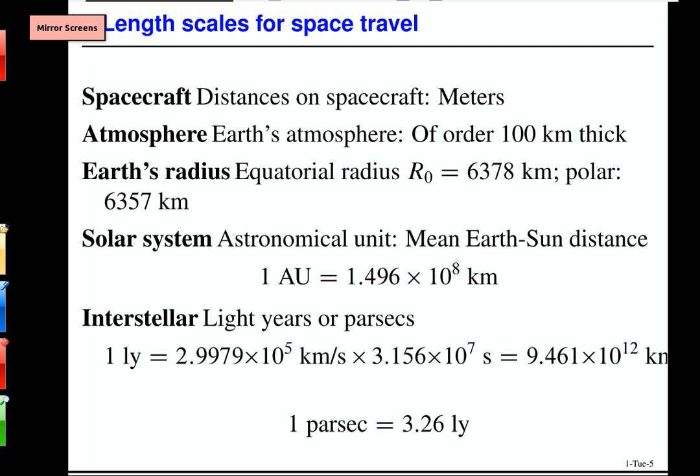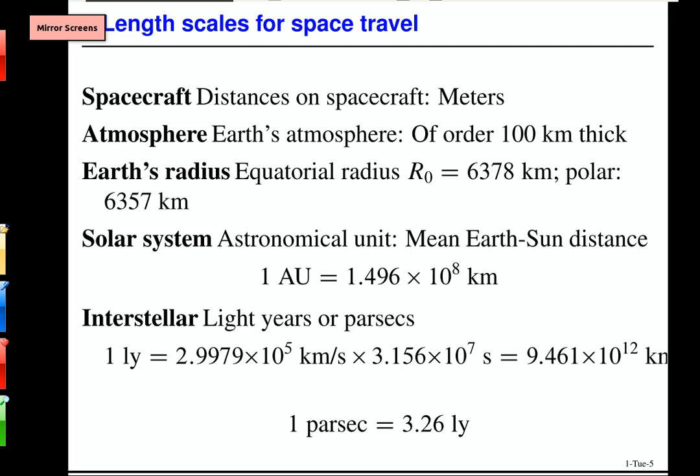And the latest one that they sent up has a deployable dish antenna, which has a diameter about like this, kind of a small umbrella. So the length scale there is, well, centimeters.